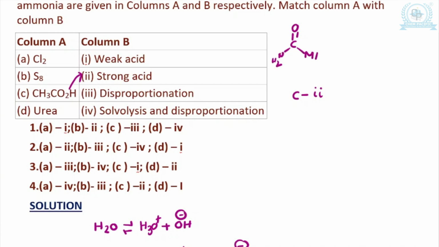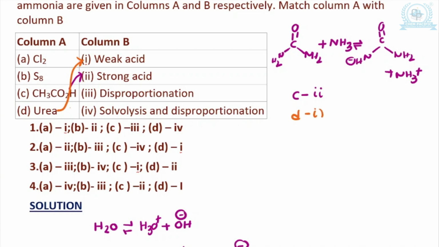Since ammonia has a strong capacity to accept protons, that is why this will again act as a weak acid in liquid ammonia. The same story. So urea is acting as a weak acid in liquid ammonia. So we have D to be 1.